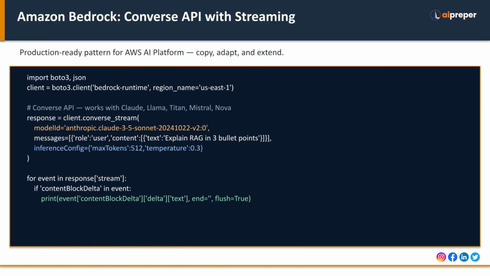Here is a production-ready Python pattern for the Converse API with streaming, showcasing how to invoke a model, pass messages, and stream the response content.